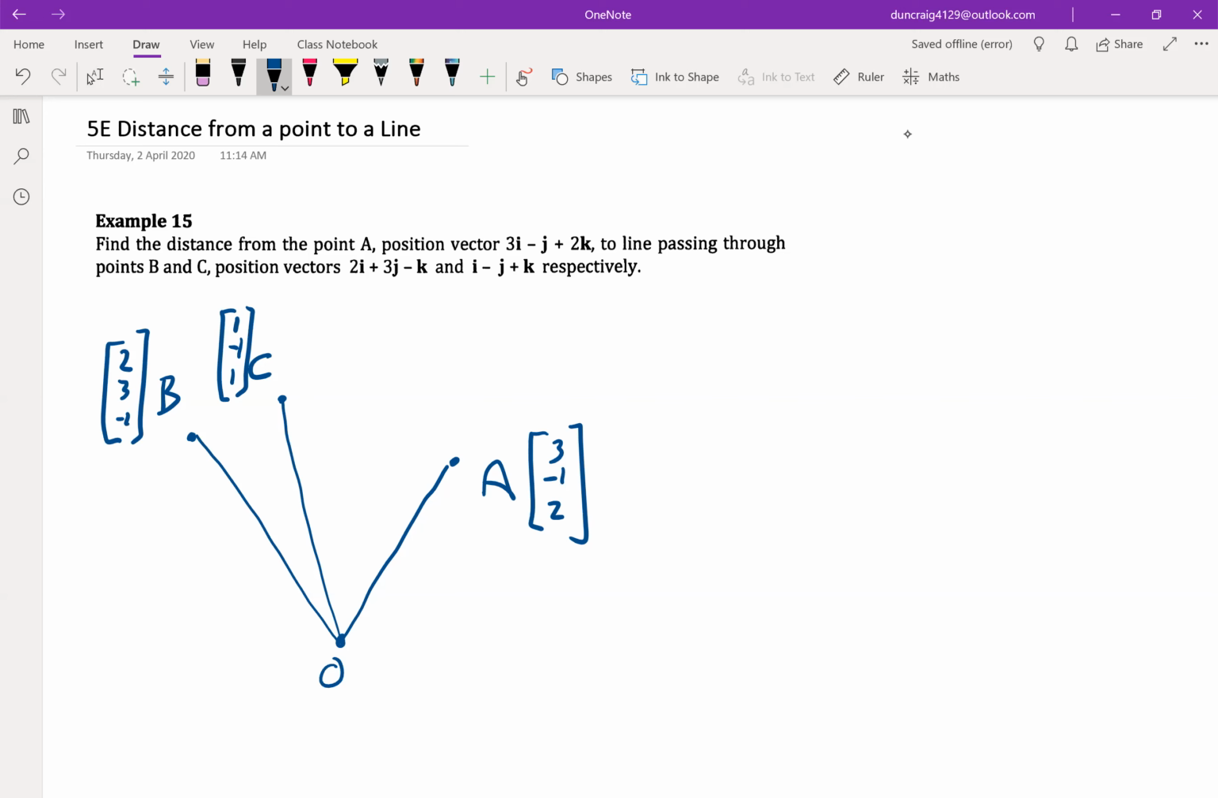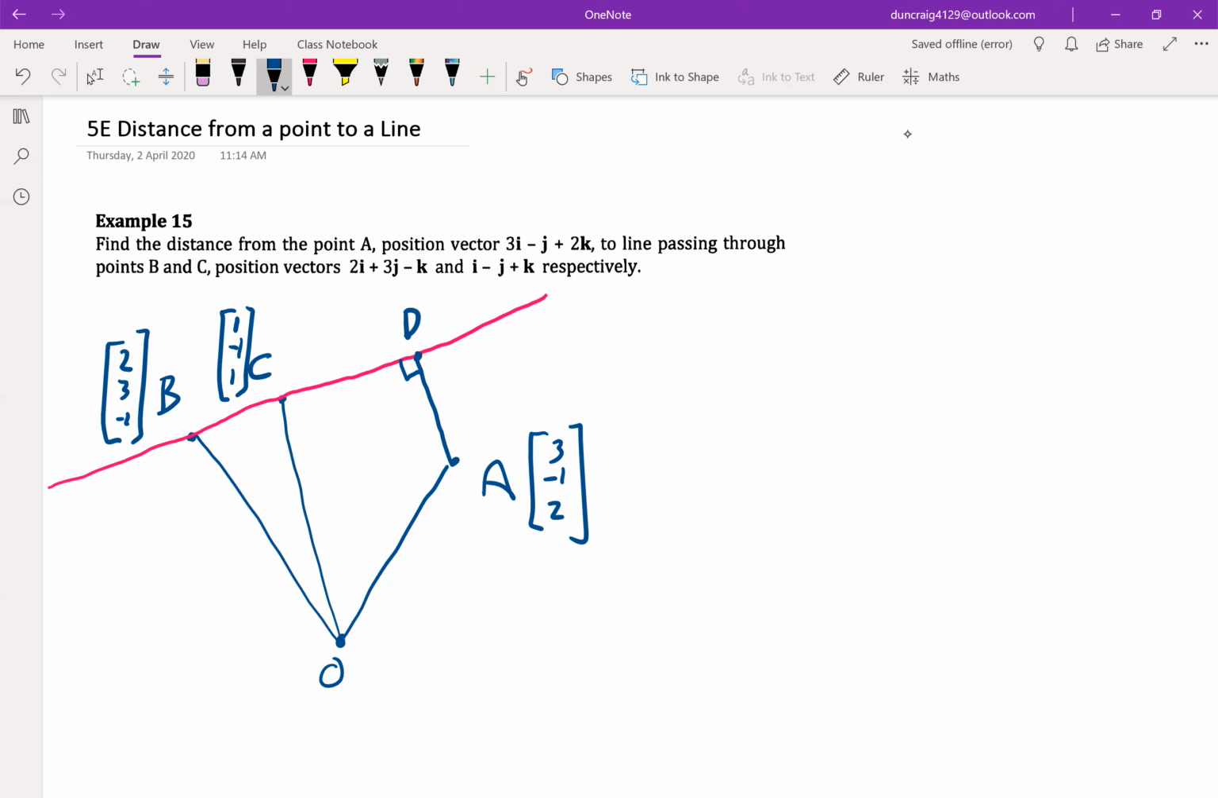And we're told that BC forms a line. So basically, I'm just going to draw a line going through BC like so. And we want to know the distance from point A to that line. That's just going to be the shortest distance here, and that would make a right angle triangle there. So we're thinking, how do we figure out that distance? This is what we're trying to figure out. Let's call that point D there.